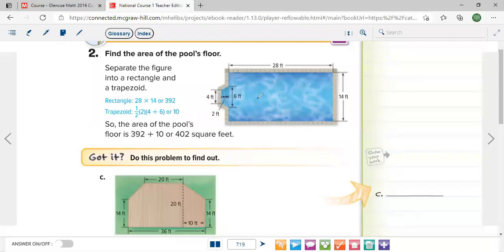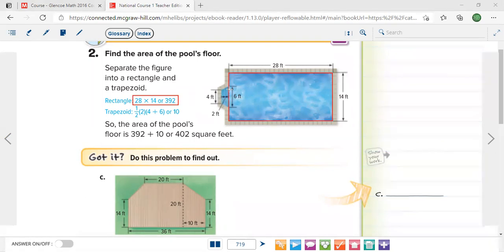This example, it was at the beginning of the book, and we want to find its area now. So we divide it into a rectangle, as you can see. And this part outside the rectangle is a trapezoid. So the area of the rectangle is very clear. It's length times width, which is 14 multiplied by 28. This will give you 392.